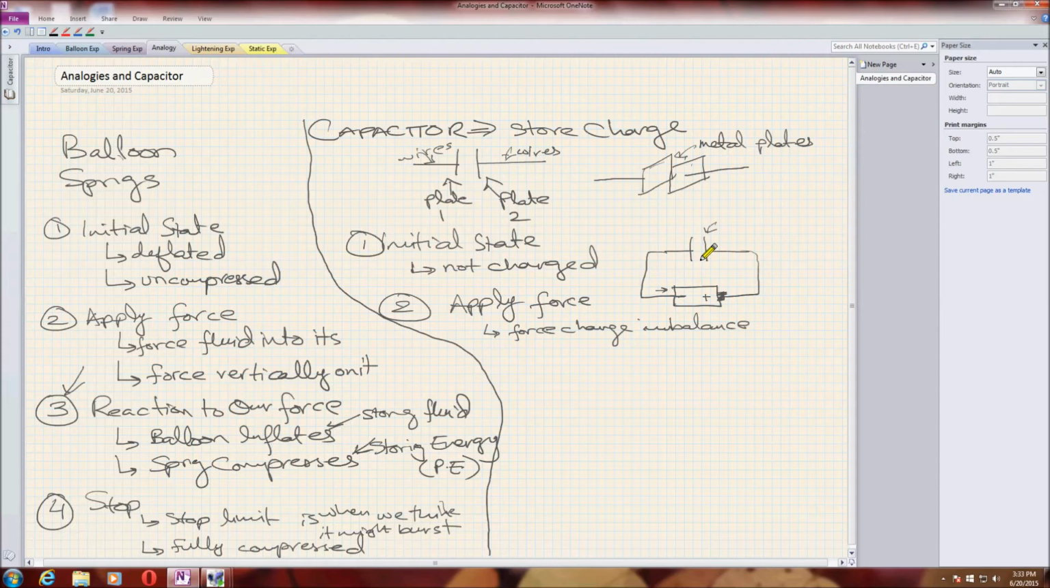Number three is, as a reaction to your force, the capacitor starts getting charged.